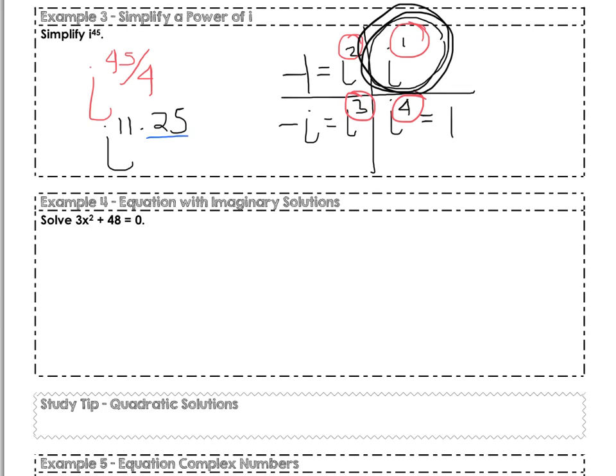Anything that ends up with this 0.25 lands in this first quadrant. If I added a 0.5, I'd end up in the second quadrant. So i to the 45th is just going to be equal to i.